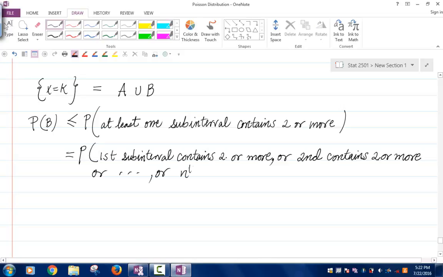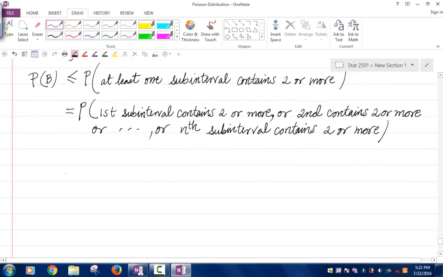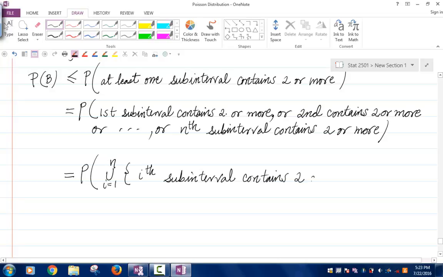or the nth subinterval contains two or more. Okay, so then notice that it means the probability of the union, i going from 1 to n, of the ith subinterval contains two or more.